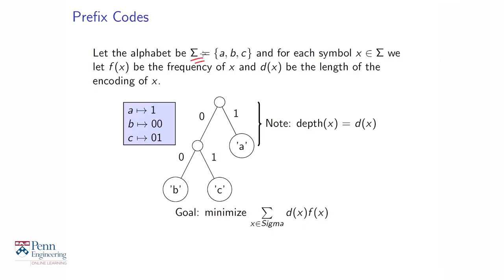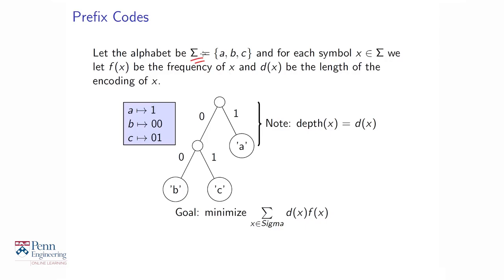For each symbol x in sigma, let f of x be the frequency of x, the number of times it occurs, or if you like, you can normalize the frequencies and call it the probability of occurrence of the letter x in the file that you're transmitting. And let d of x be the length of the encoding of x. So what is the length of the encoding of x? Well, if we're going to talk about prefix-free codes or prefix codes, we can represent the entire coding of the alphabet as a binary tree.